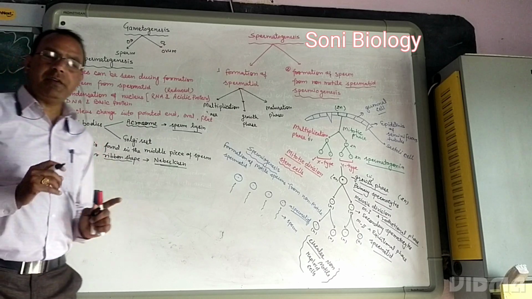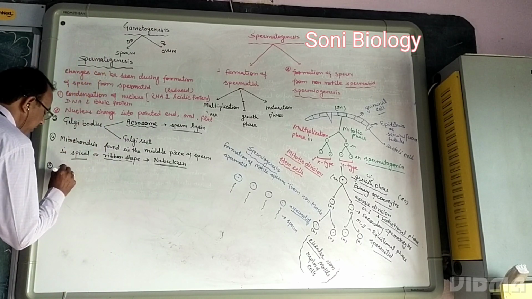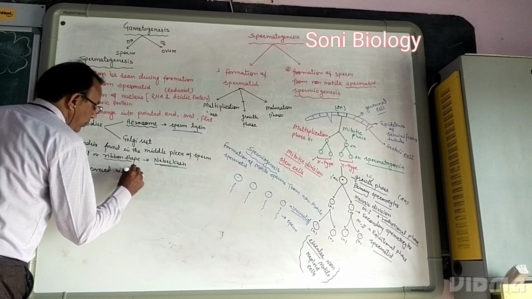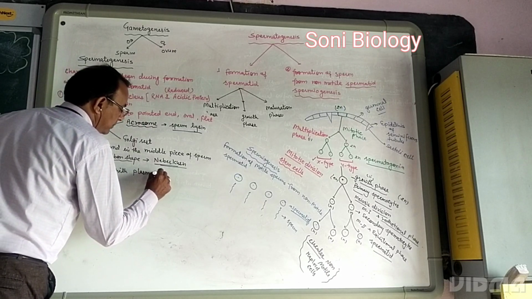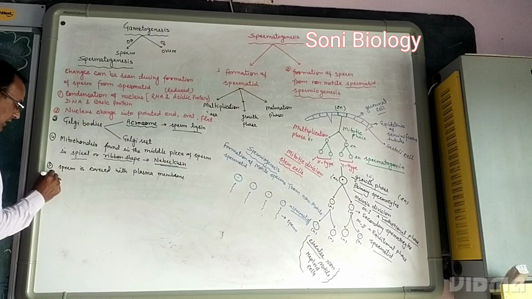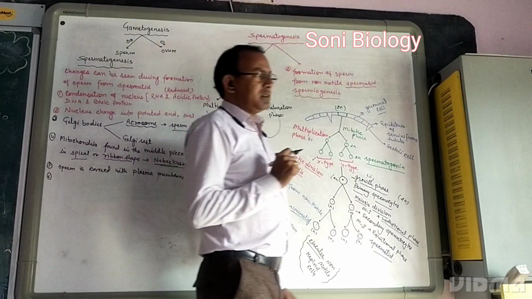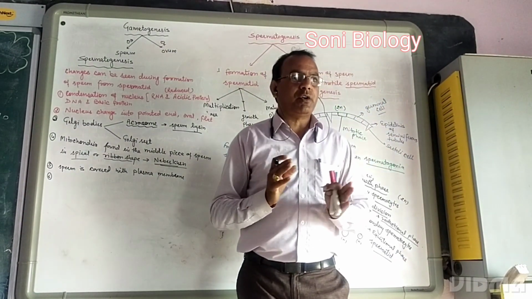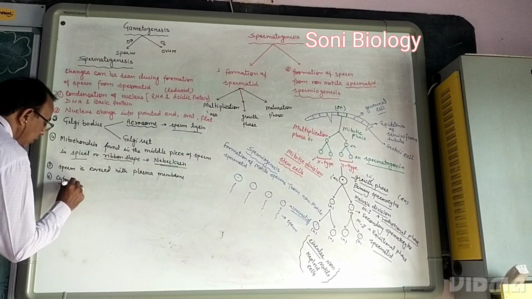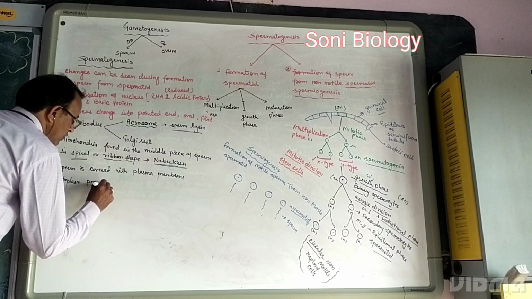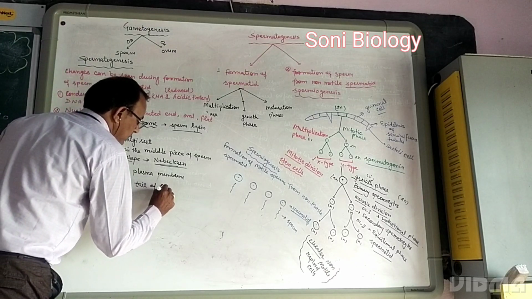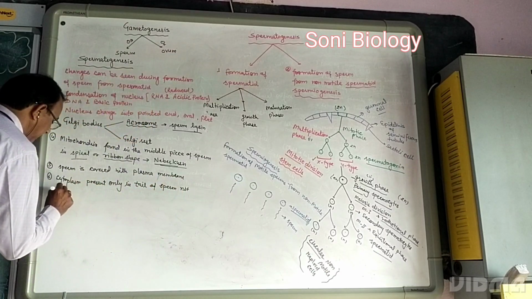The next change: the sperm is covered with plasma membrane. The whole body of the sperm is covered with plasma membrane. And the last change is in the cytoplasm. Cytoplasm is present only in the tail of the sperm, not the whole body.